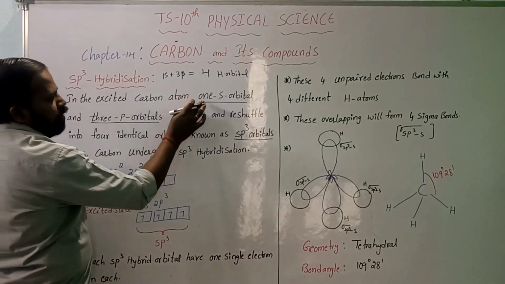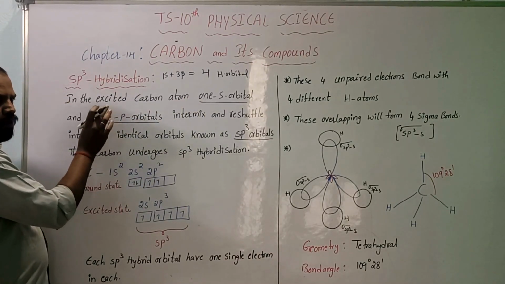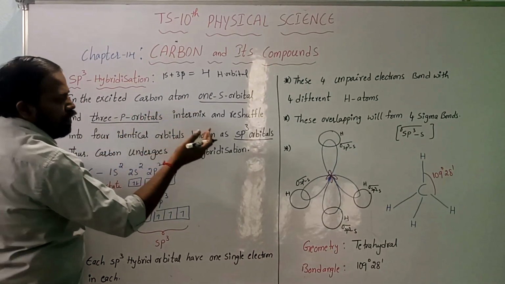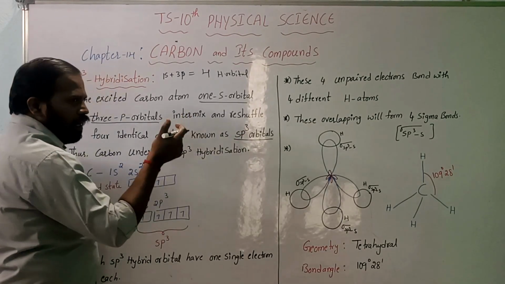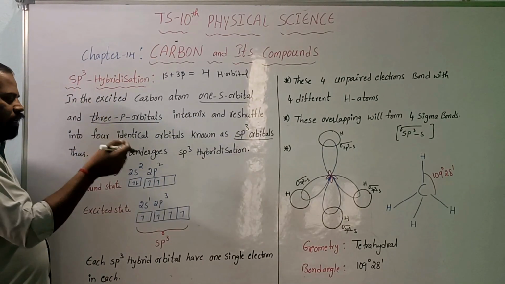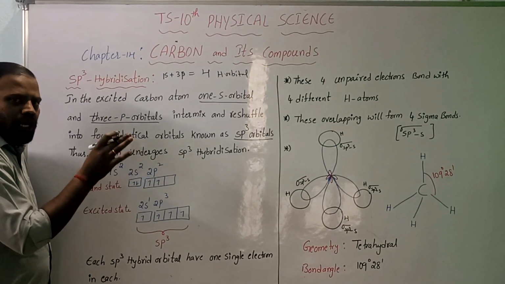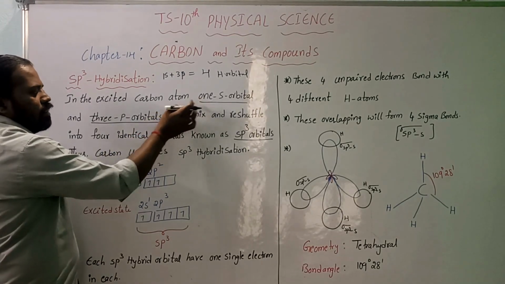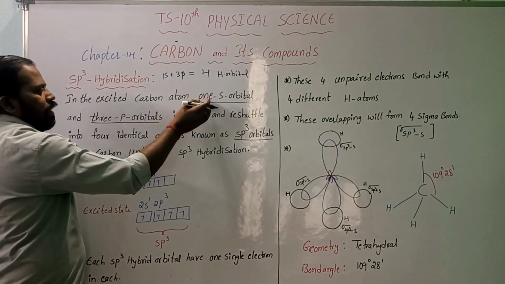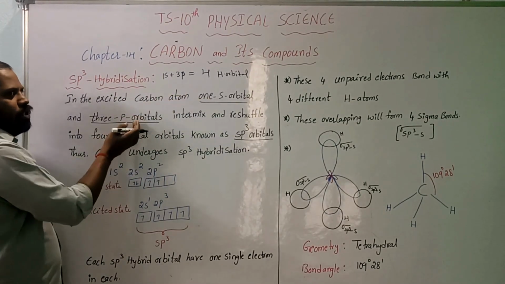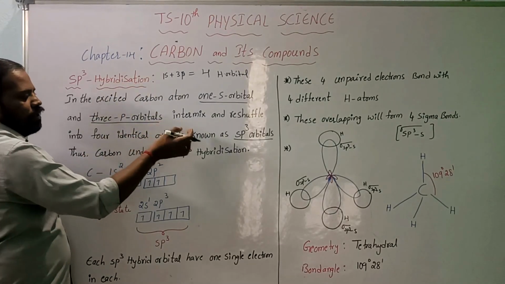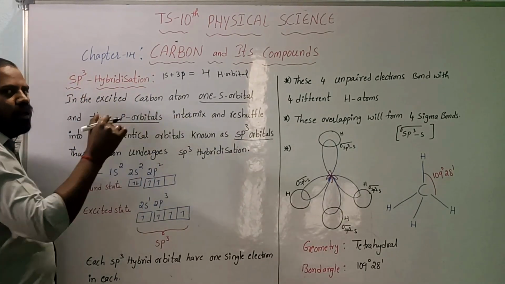See the difference here. First it is an s orbital and p orbital. But after intermixing and reshuffling, they are named sp3. The name sp3 means it has similar energy and shapes. Previously, the s orbital was spherical and the p orbital was dumbbell shaped, with different energy levels. But in hybridization, they are converted into sp3 orbitals.